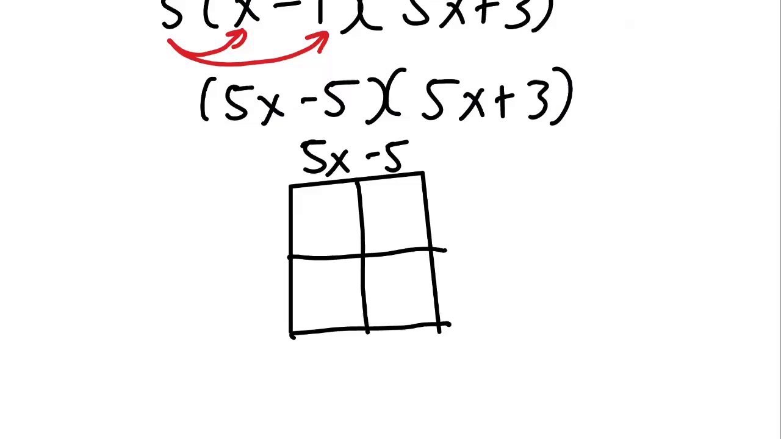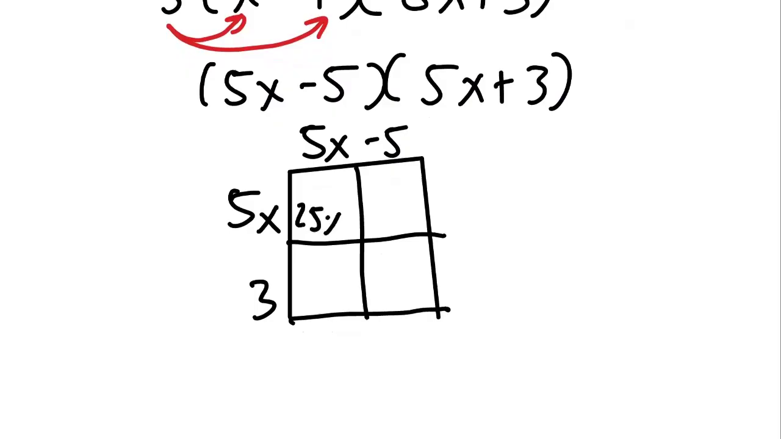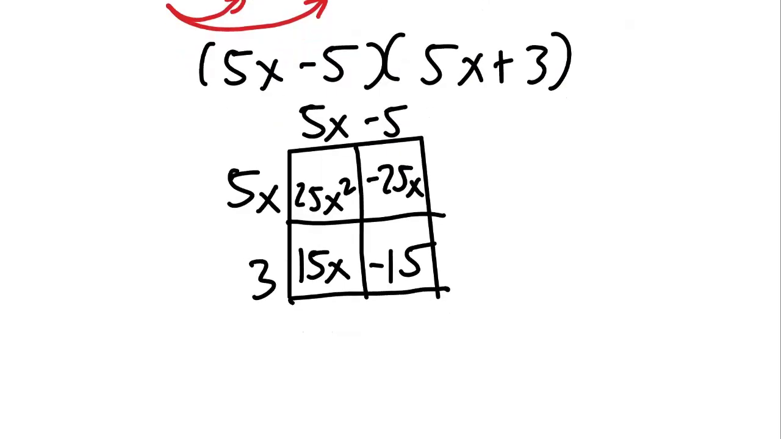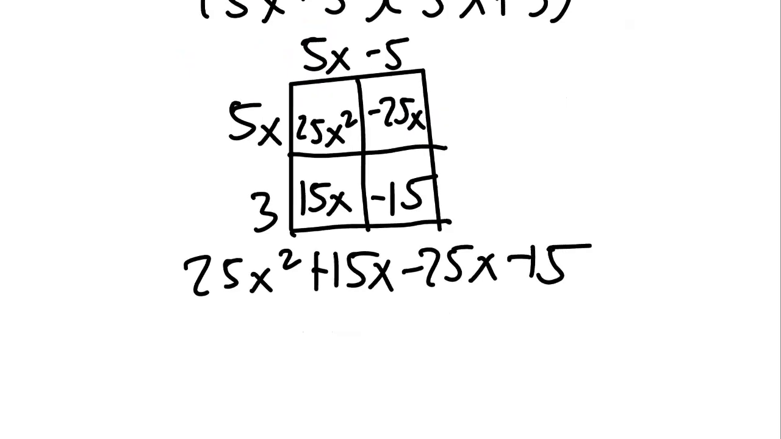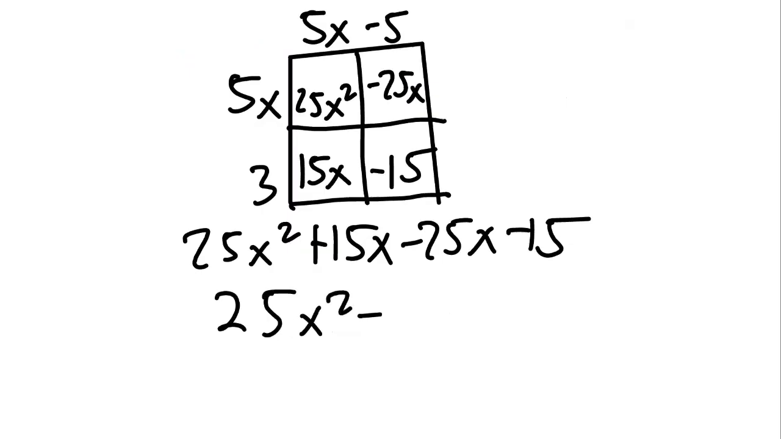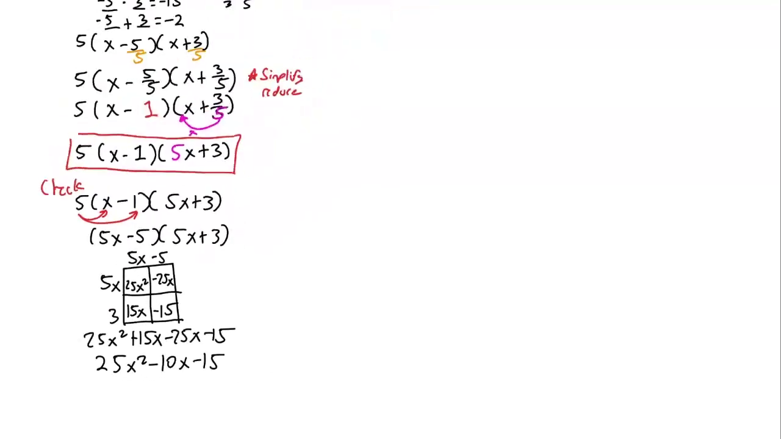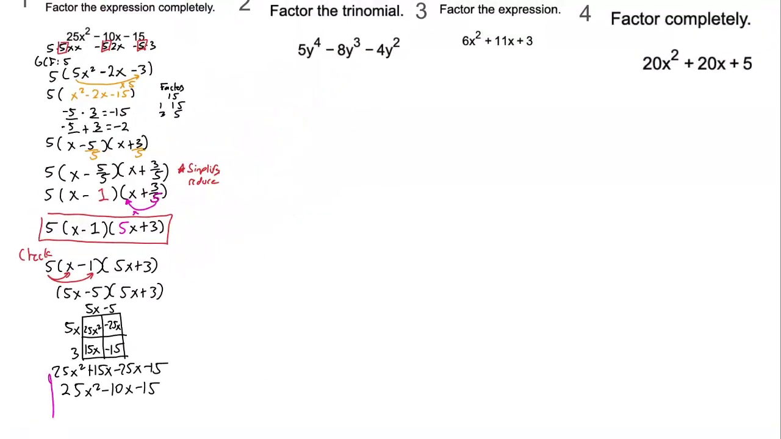5x negative 5, 5x plus 3. 25x squared, 15x, negative 25x, negative 15. So I have 25x squared plus 15x minus 25x minus 15. You combine like terms and you get the exact problem that we started with in the very, very beginning.